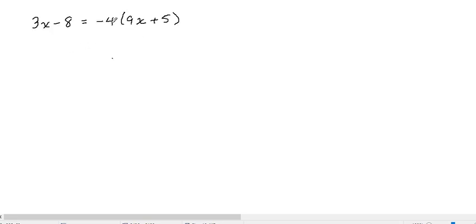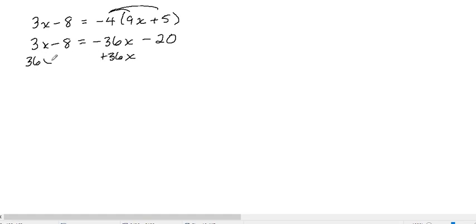The first step is to get rid of the parentheses, and we'll do this by distributing. So the left side stays unchanged. On the right side we have negative 36x minus 20. Now that all the parentheses are removed, we want x's on one side and non-x's on the other side. So I'll move my x's to the left-hand side. I'll do that by adding 36x. That'll cancel it out on the left and on the right, and I have 39x on the right.